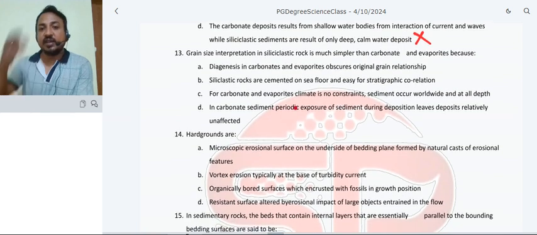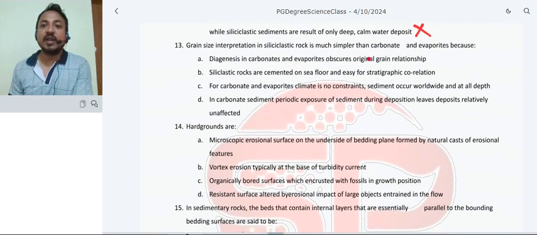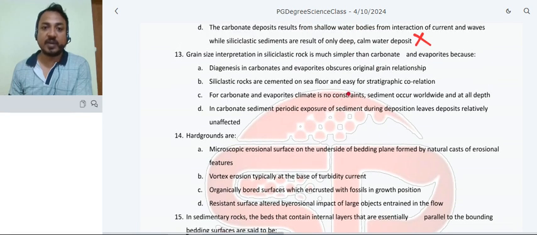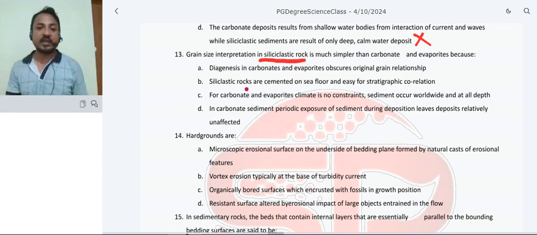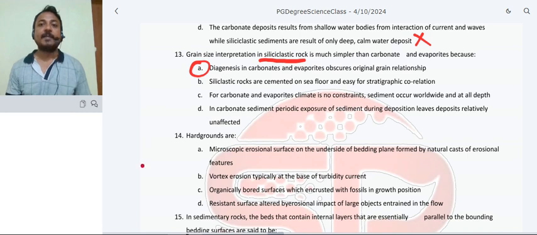Then, grain size interpretation in siliciclastic rock is much simpler than in carbonate and evaporite. It is because during diagenesis, the siliciclastic rock doesn't change much, but during diagenesis the carbonate rock always destroys its original shape and size. So that's why grain size interpretation of siliciclastic rock is simpler than carbonate rock. The answer will be the diagenesis of carbonate rock, which destroys the original grain shape and size. So it will be A.